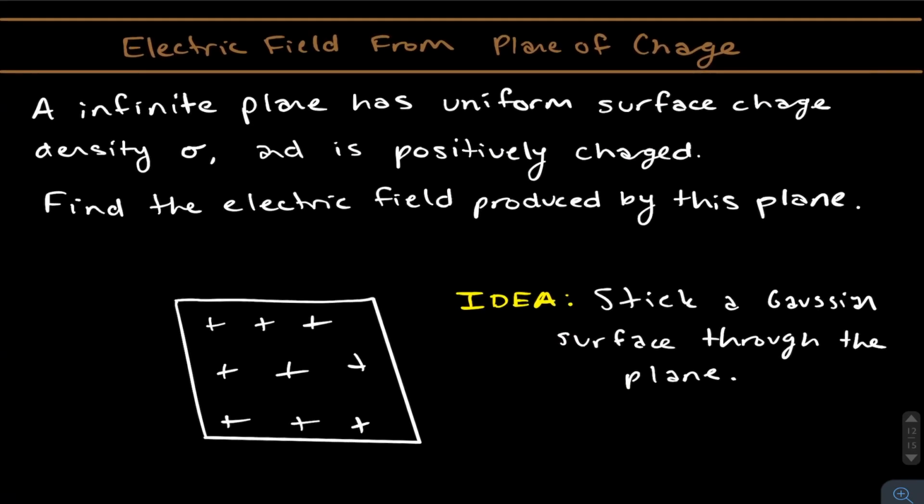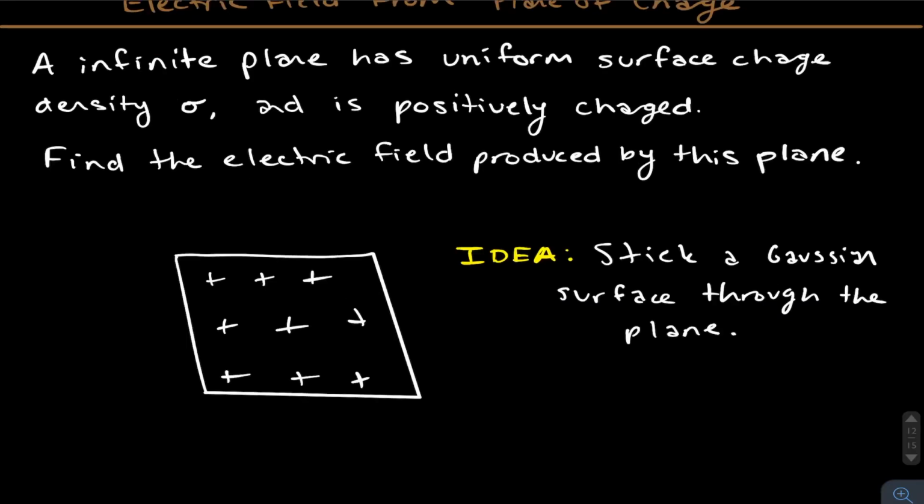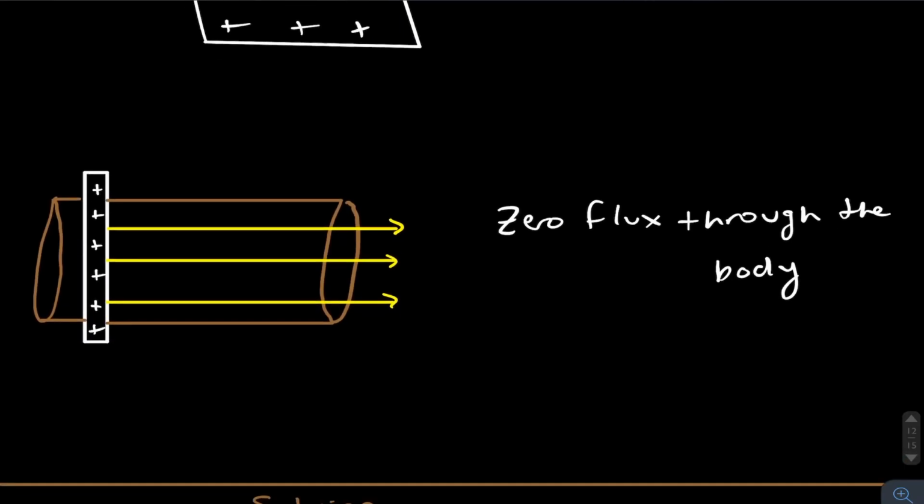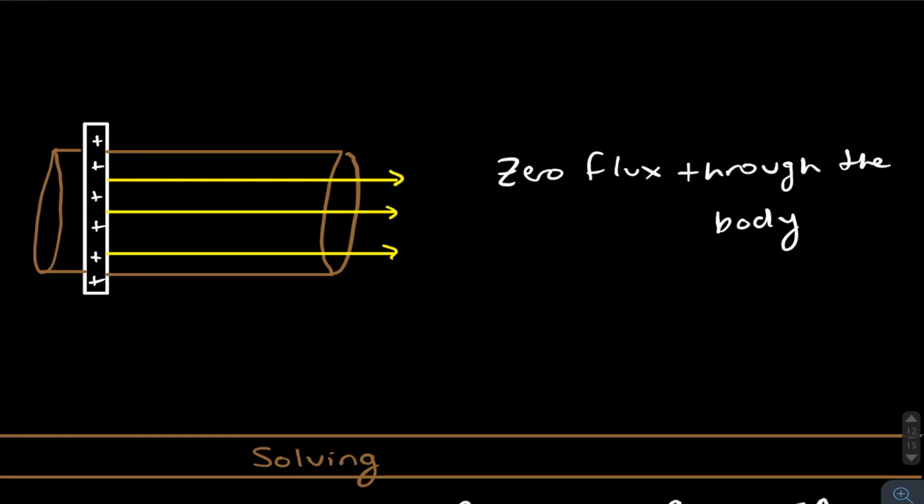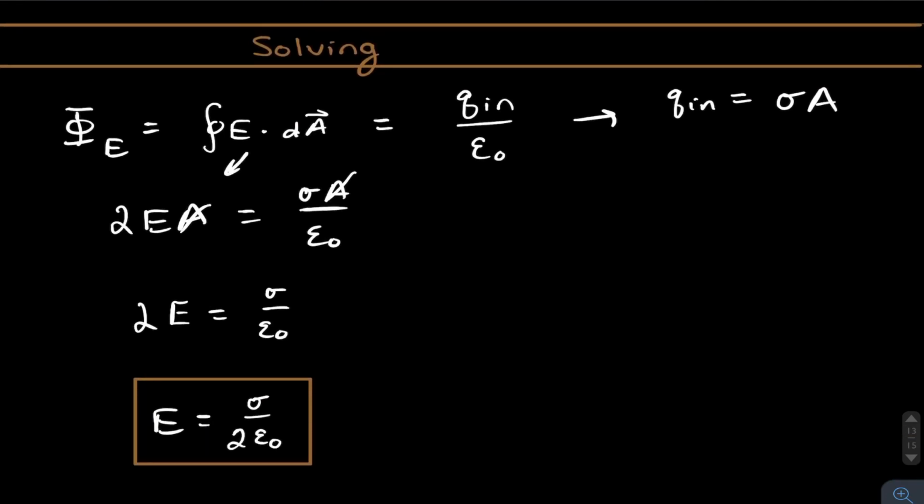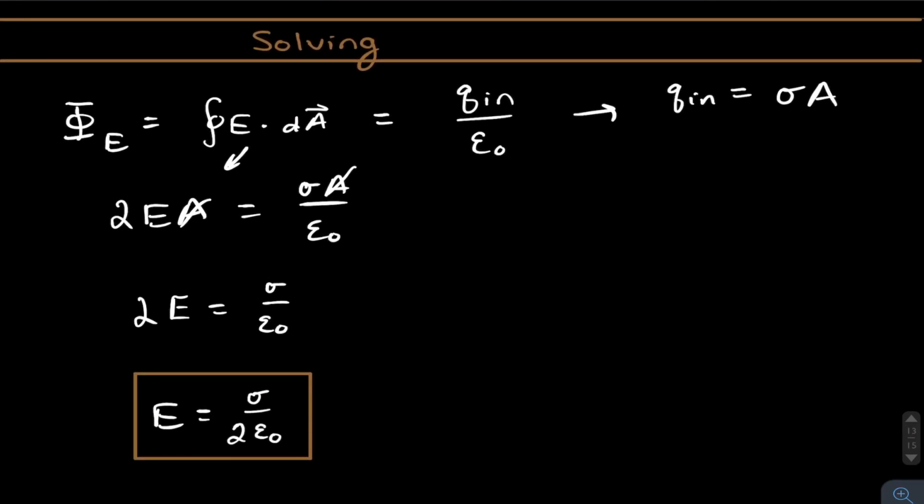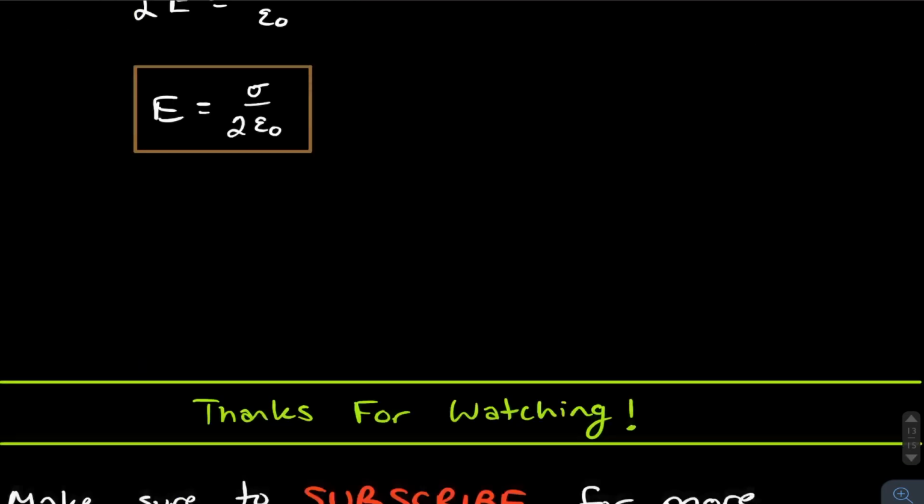And then lastly, we talked about the electric field from a plane of charge. Here, we stuck a Gaussian surface through the plane. We talked about, again, a cylindrical Gaussian surface because that's what gave us symmetry. That's what gave us something really nice. If we would have stuck a sphere through it, it really wouldn't have worked out as nicely. Okay, so we have zero flux through the body. We only have it through the end caps, and we eventually narrowed it down to the electric field equaling sigma over 2 epsilon naught.